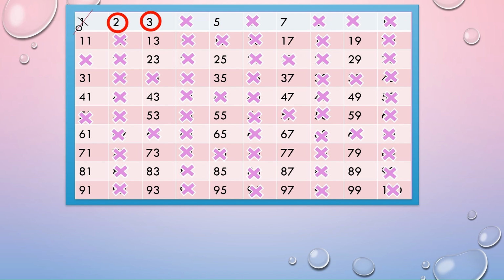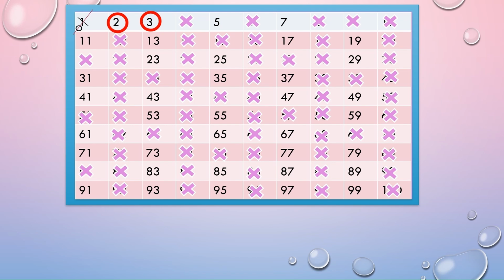Next number is 77. 7 plus 7 is 14. It's not in the tables of 3. Next number is 79. 7 plus 9 is 16. It's not in the tables of 3. Next row, 81. 8 plus 1 is 9. Yes, 9 is in the tables of 3. So cross out 81. Next number is 83. 8 plus 3 is 11. Not in the tables of 3.